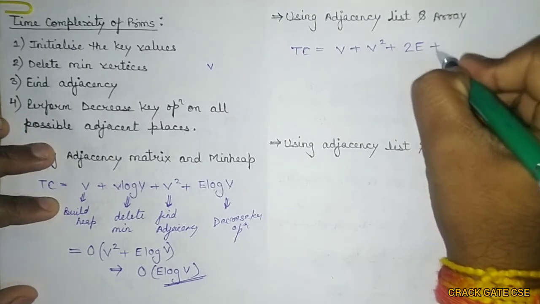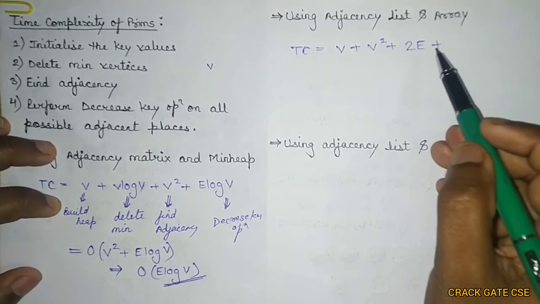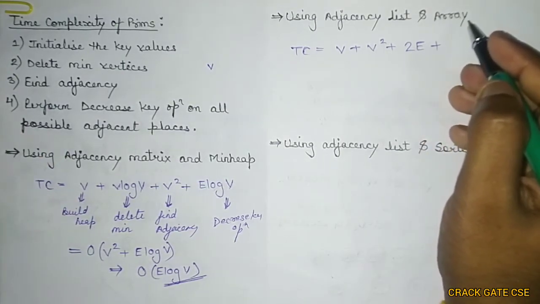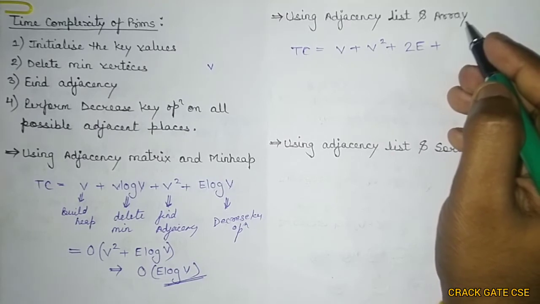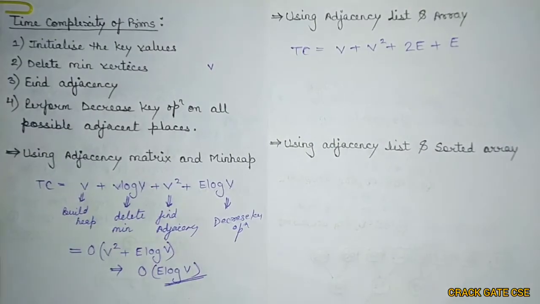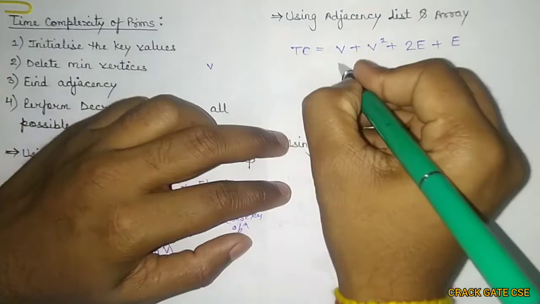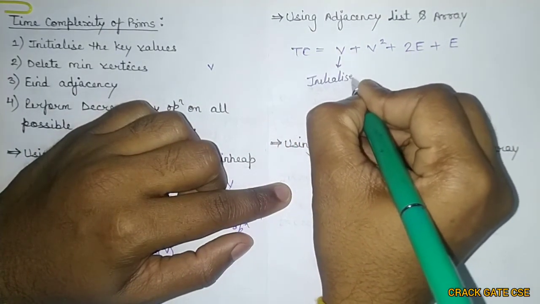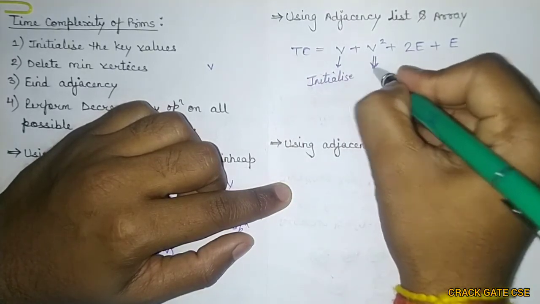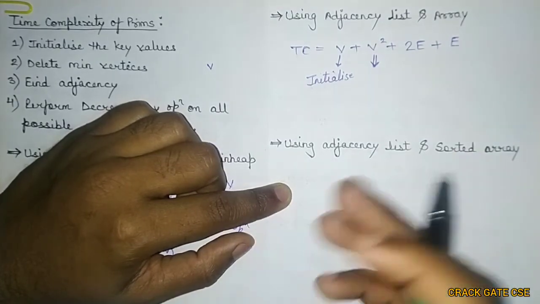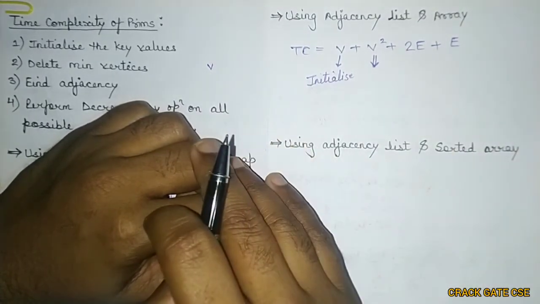Now how much time will it take to perform the decrease key operation? In the array you can perform the decrease key operation at any place, because random access is possible. So to perform the decrease key operation for E edges, it will take E time, because every time it will take a constant amount of time. So this one was to initialize. I can initialize by just scanning. This one is to delete the first minimum, and then rearranging it again.